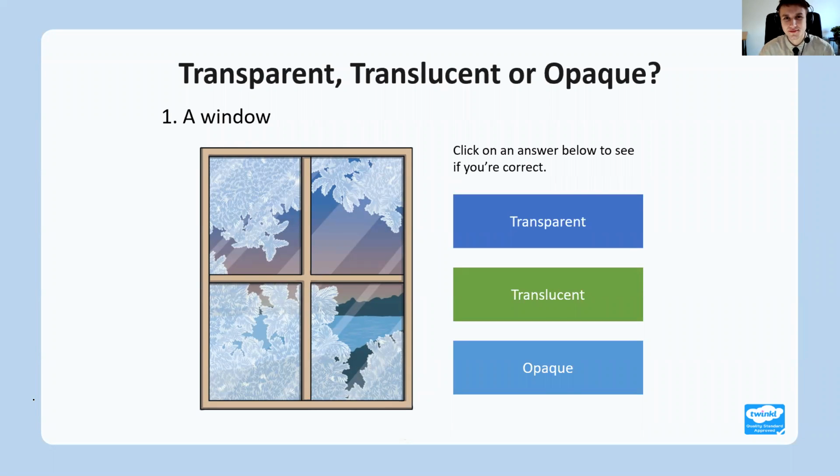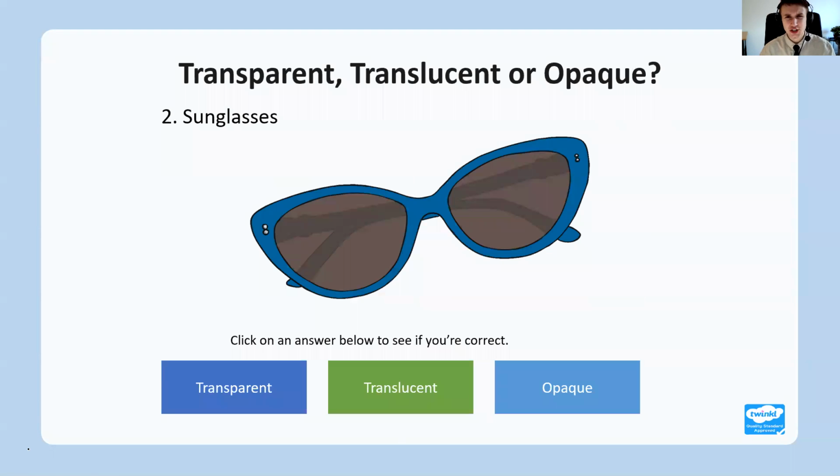A window. That would be transparent because you can see through a window, can't you? Well, that's the whole point of a window, isn't it? So you can see outside. So a window would be transparent. Sunglasses.